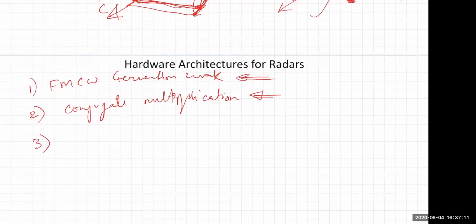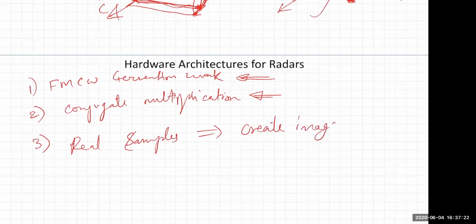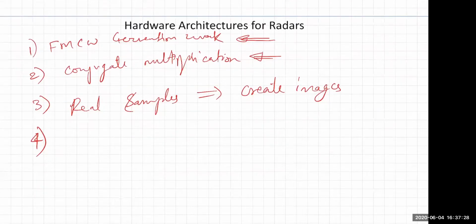So far, we have been operating in the world of complex. By the way, the world is real, right? Real samples create images. I think if we cover these topics, this is already a good start. Okay, so let me explain.